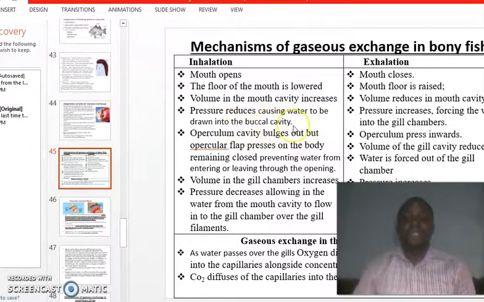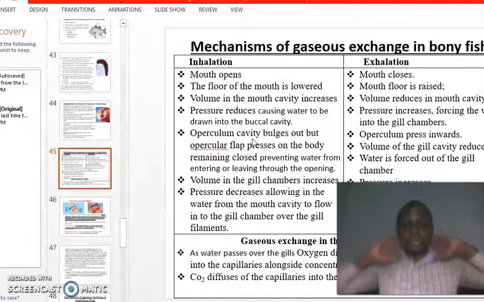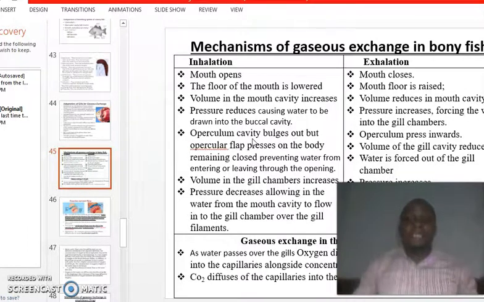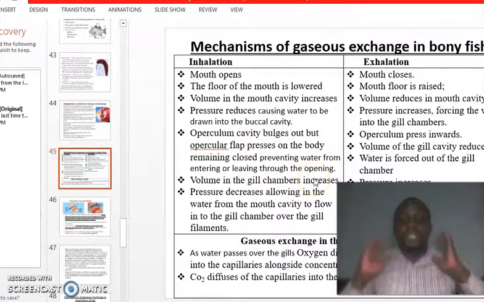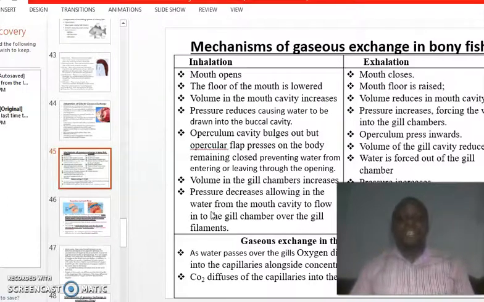Now, the opercular cavity bulges. That is, the operculum bulges, but the flap, the operculum, remains pressed on the body, remaining closed, hence preventing water from leaving through the opening. The volume of the gill chamber increases, but pressure decreases, hence allowing water to move from the mouth cavity to the gill chamber over the gill filaments.